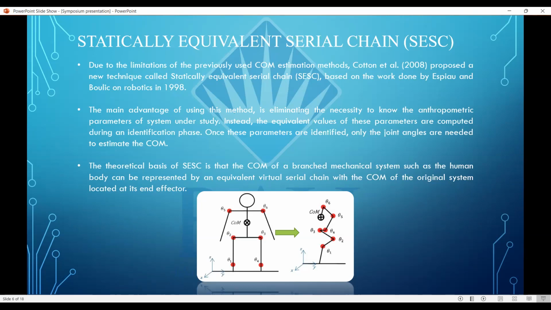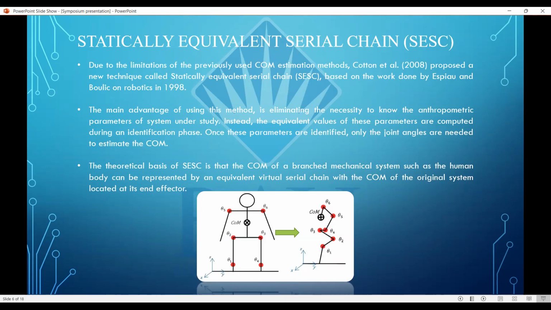So once these parameters are identified, only the joint angles are needed to estimate the center of mass, which is a really, really good advantage, because if you only need the joint angles, you can just use any type of motion capture and estimate the center of mass wherever you are. You don't have to be restricted to a laboratory environment.